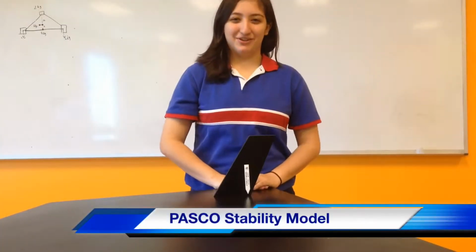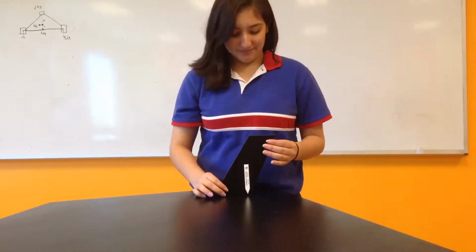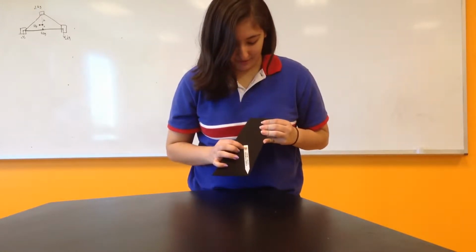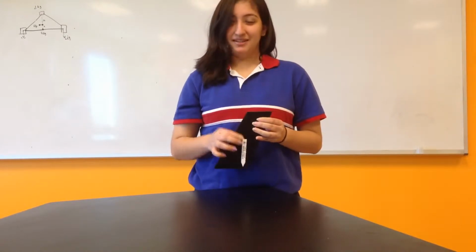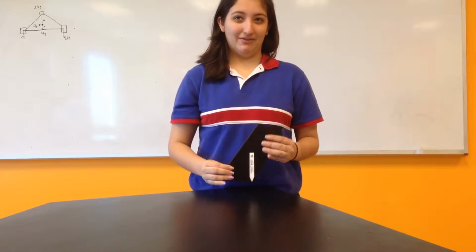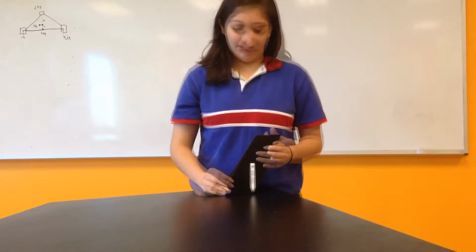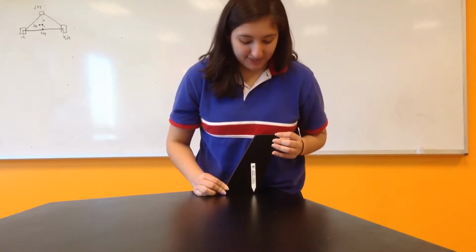This is the first demonstration. This is a PASCO stability model. As you can see, this pin here in the center represents the center of mass. And the center of mass is where all the mass of an object is distributed evenly. From this point, an object can be perfectly balanced, and if suspended from this point, it will also be balanced. In this position, it is balanced.